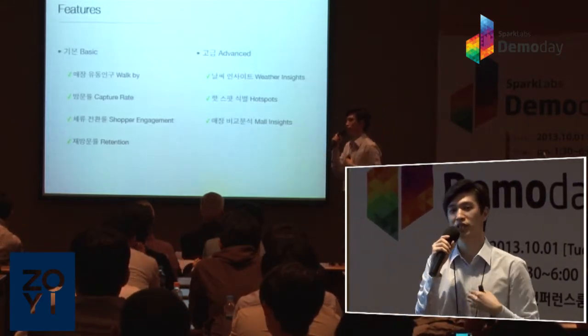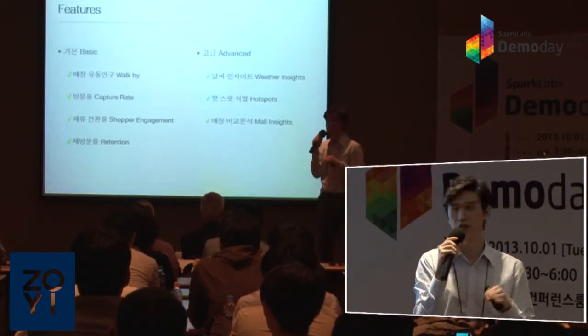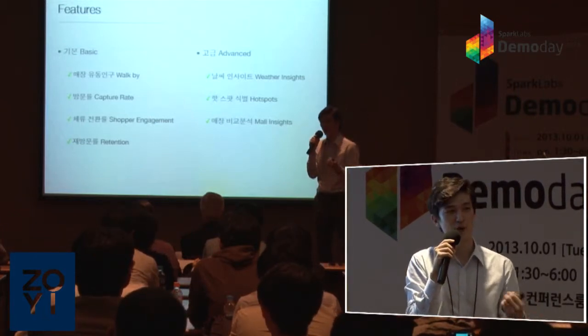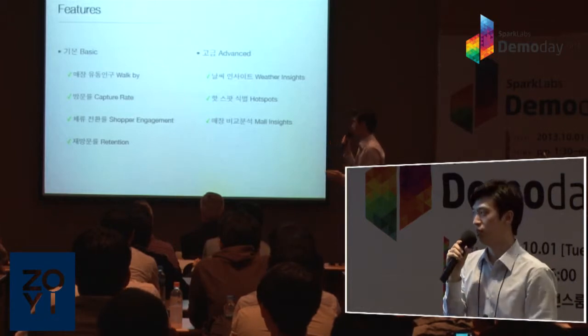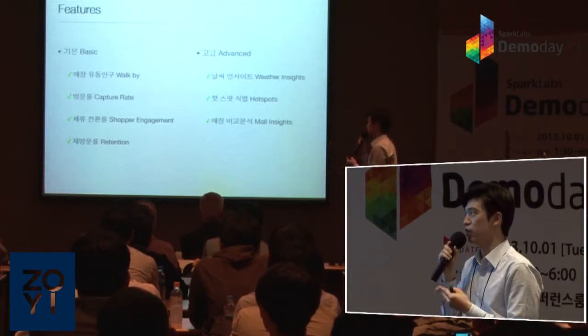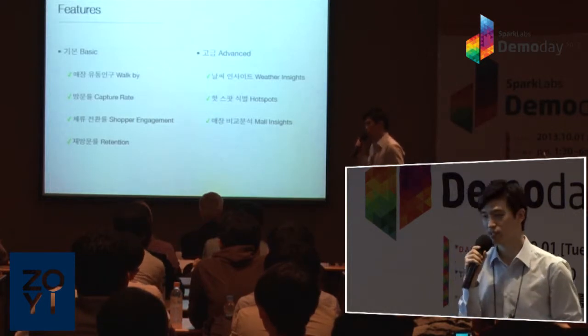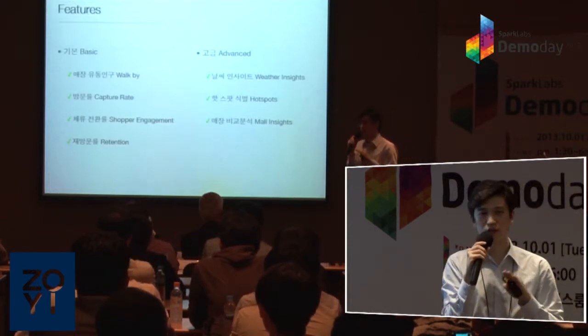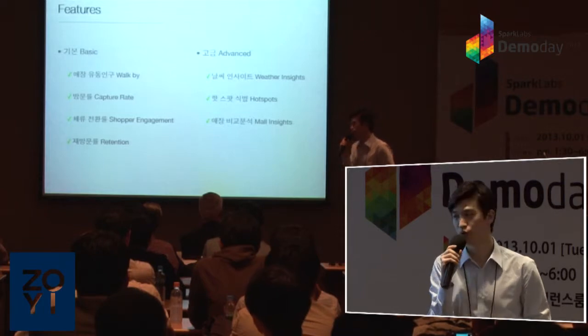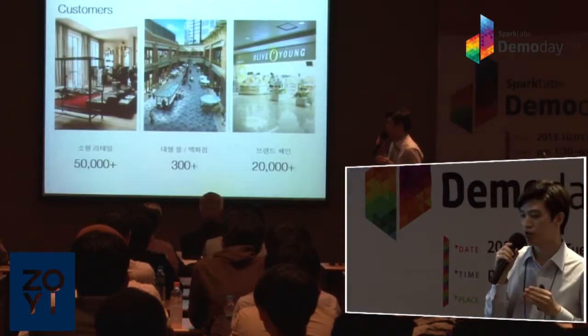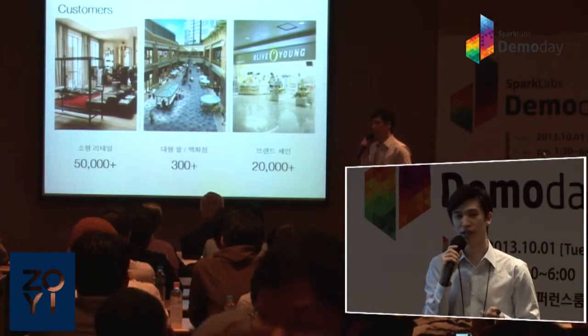So first you can see how many people walk around the store, how many people actually come in, and how many people come back to my store or revisit my store. That's the basic data. Using this insight, we can also predict the visitation rate depending on the weather. You can also find the hotspots and find mall insights.